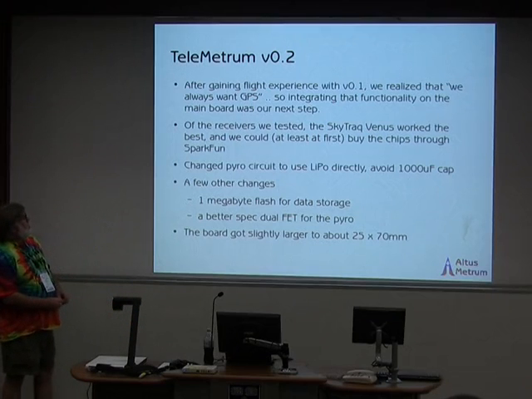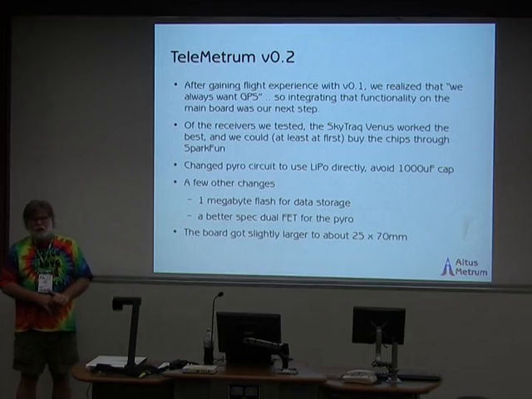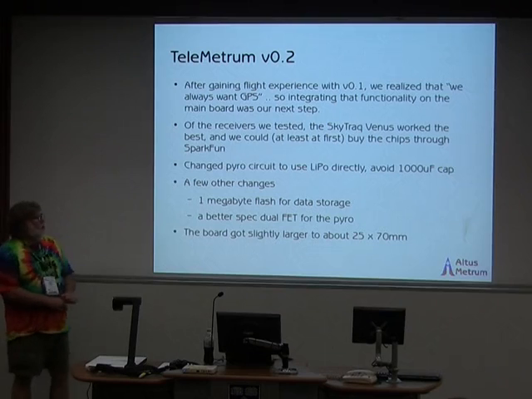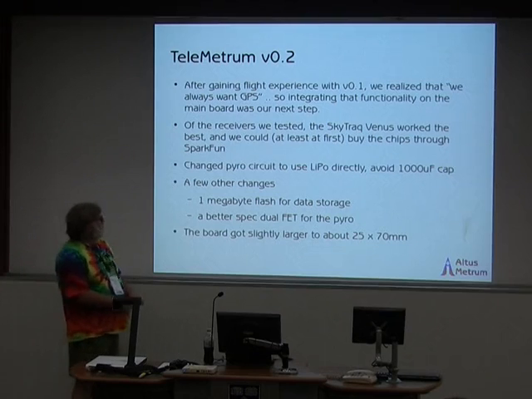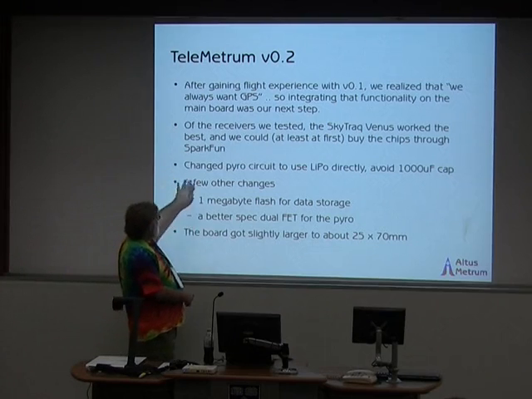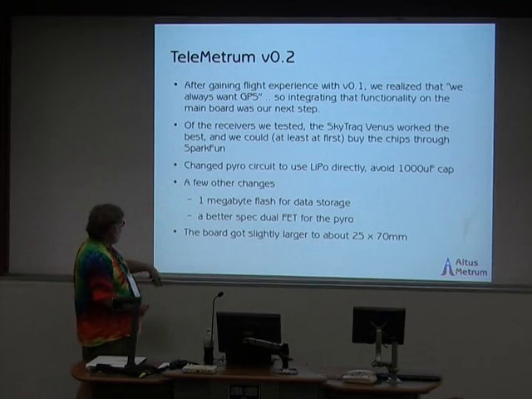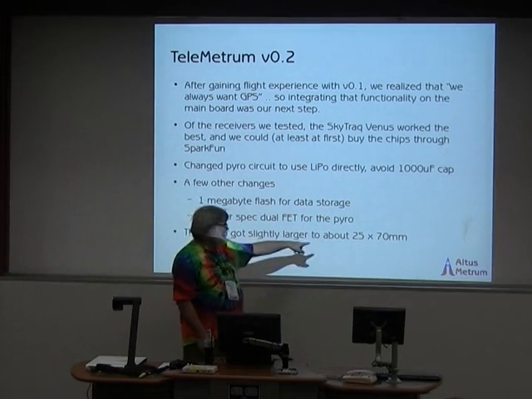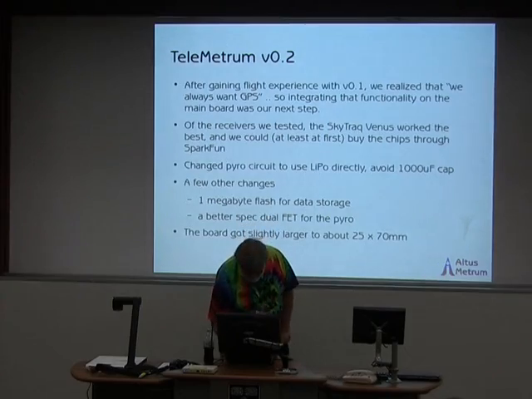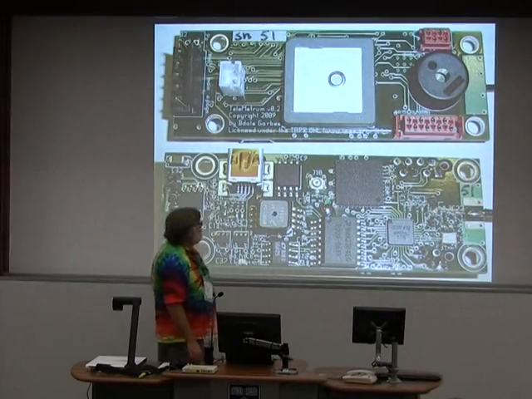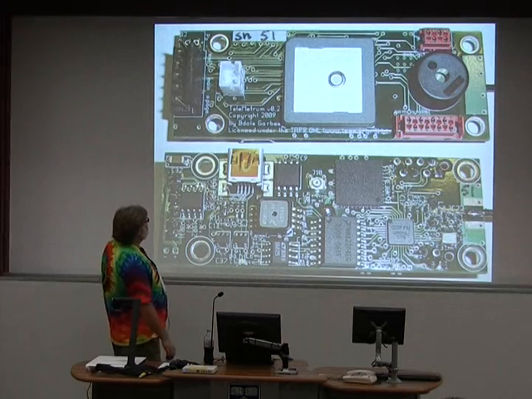So we realized at some point that we really couldn't imagine wanting to fly without GPS in the airframe. So we ought to just put that on the board too. So that's what the version 0.2 is all about. We did a few other things, put some bigger flash, and the board got massively larger. I had to make it another 1/4 inch longer. And this is what that board looked like.